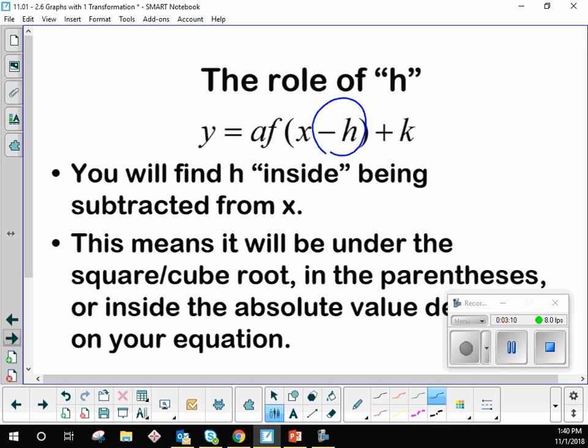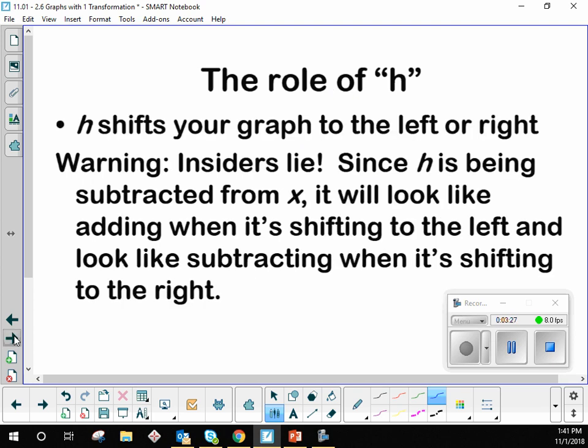And so this h represents a horizontal shift, because horizontal is left to right. That's your x values. And that's what's happening here. Your x values are being changed. So if there's ever something happening here, you're going to change it either left or right, and it's an insider's lie move. So you'll be doing the opposite of whatever that shift is.